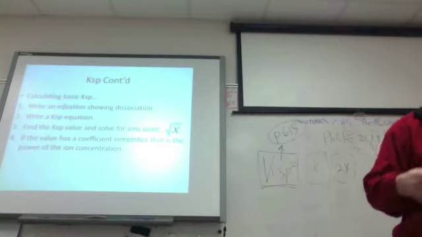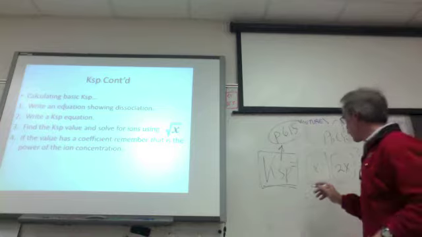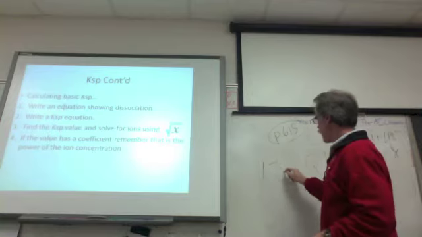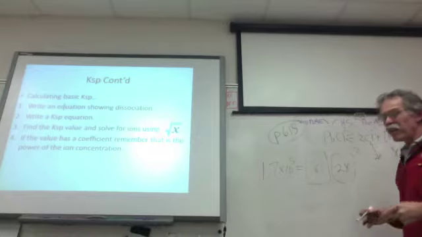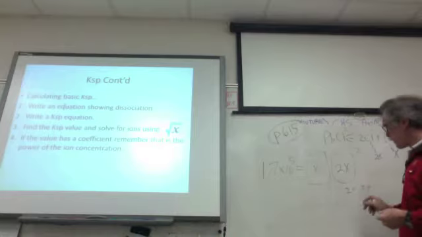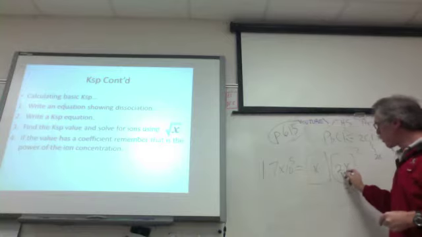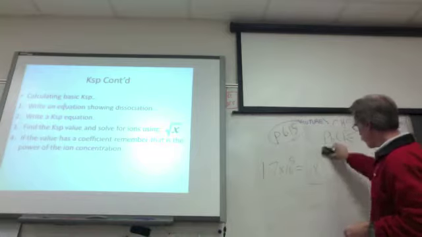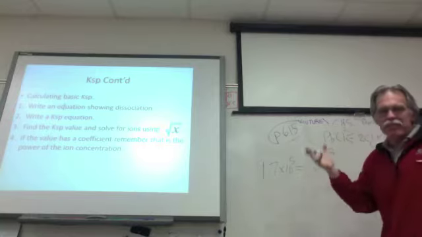Now we just have one unknown. We look up the Ksp, which we know we can find, and for PbCl2, it's 1.7 times 10 to the negative 5th. So 1.7 times 10 to the negative 5th equals x times 2x squared. This is where you have to be really careful. What's 2x times 2x? 2 times 2 is 4, and x times x is x squared. So that is 4x squared times another x. We end up with 4x cubed. So we have the Ksp equals 4x cubed.